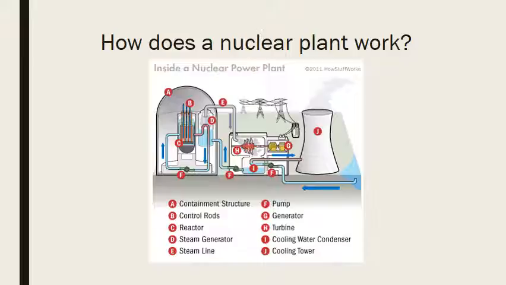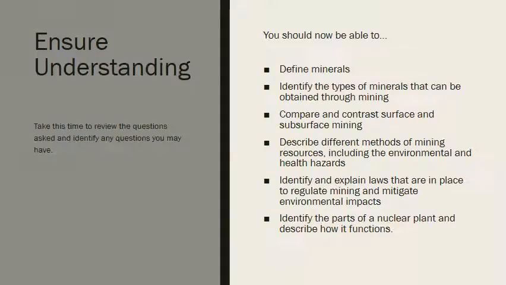The cooling tower releases a lot of water vapor, very little carbon dioxide. Water vapor is the big one. So make sure that you can go back through these goals. You can identify and describe all of the things that are asked of you. And we will move on to the next one, dealing with public land.